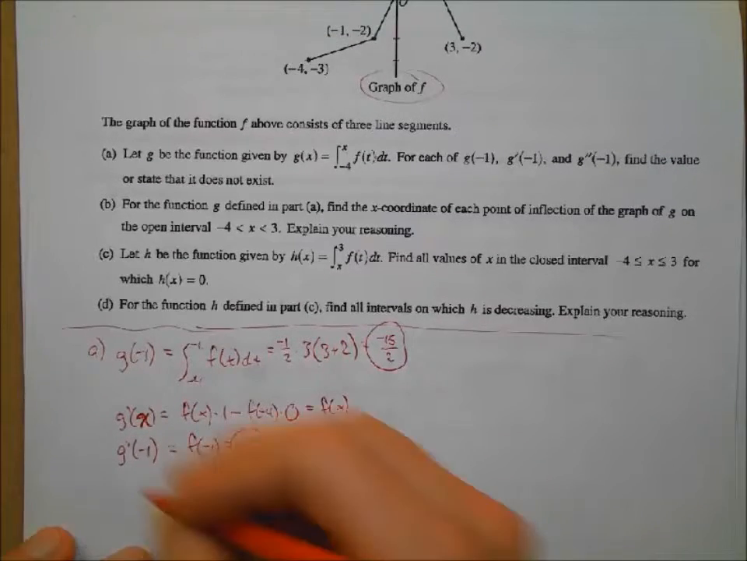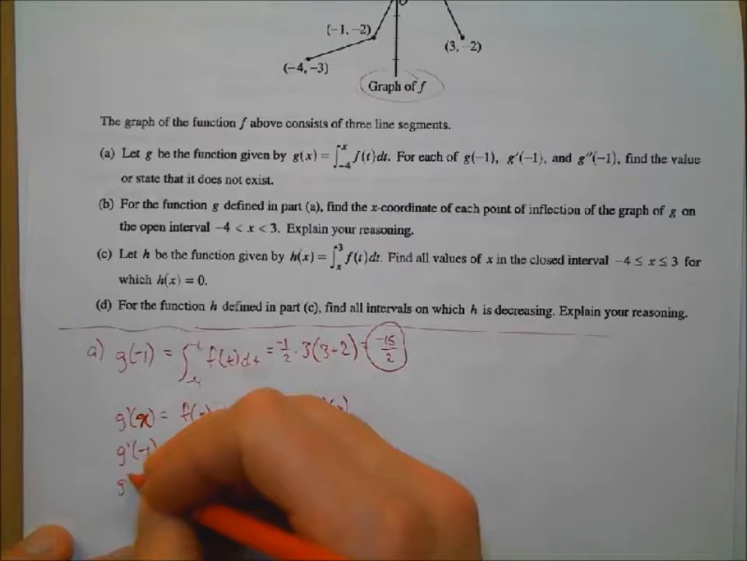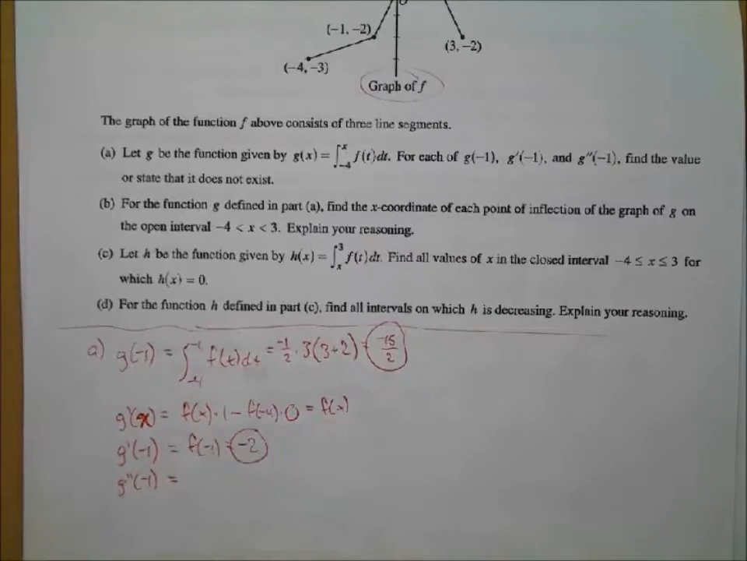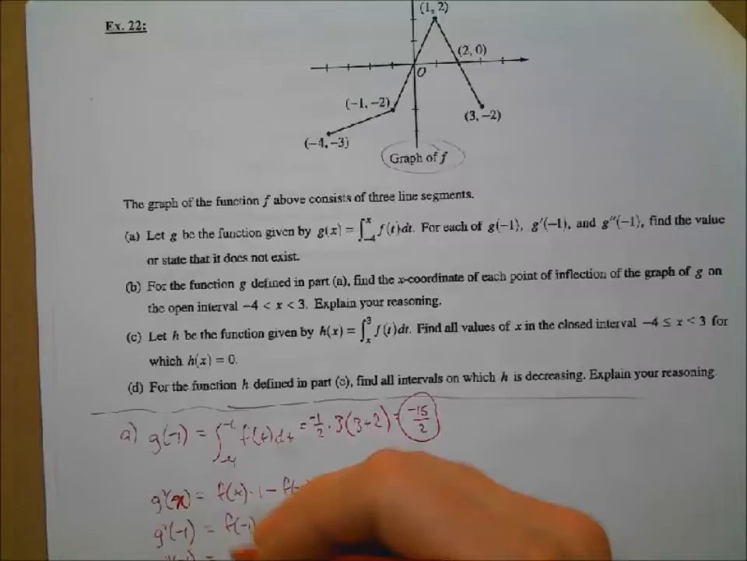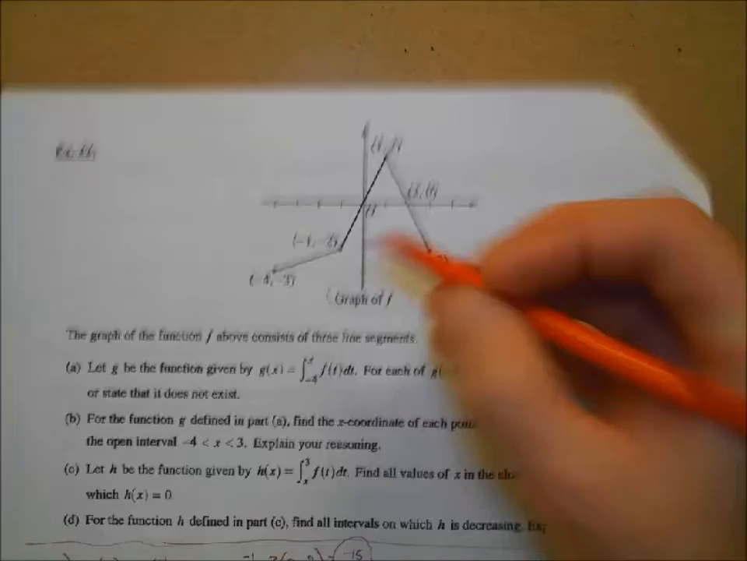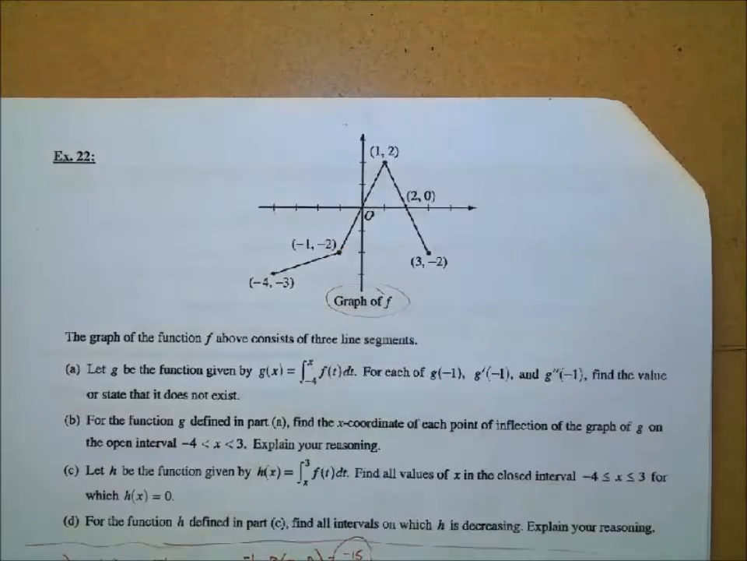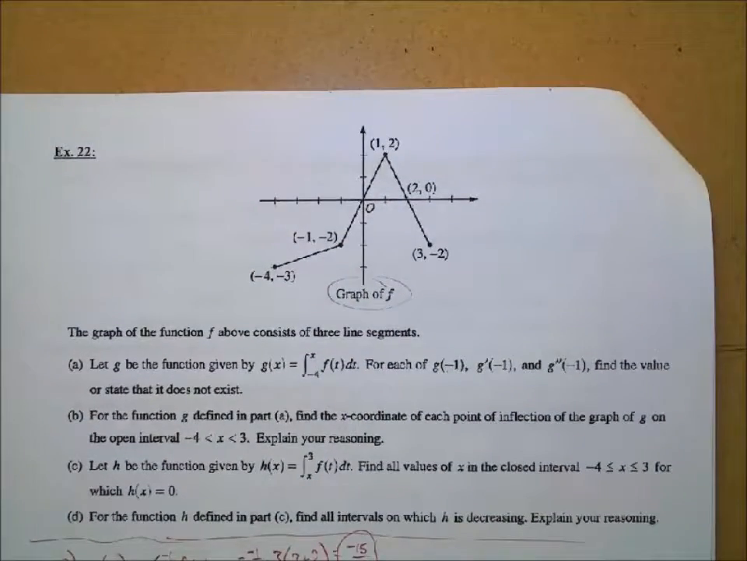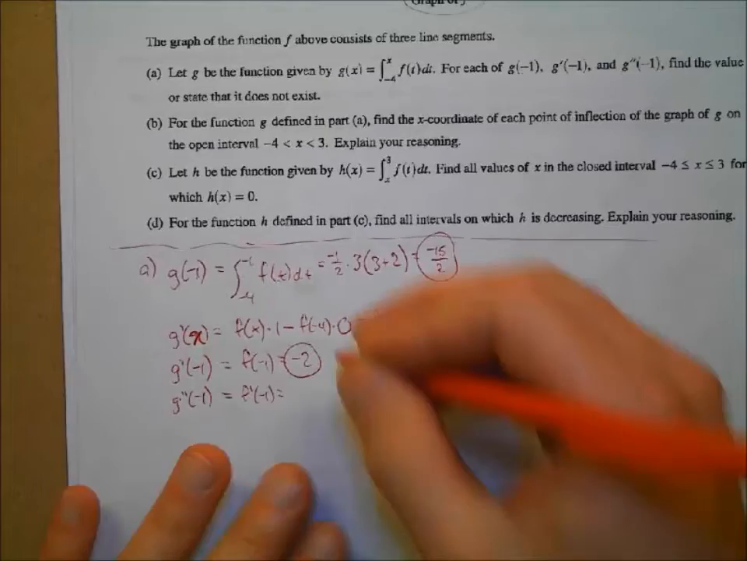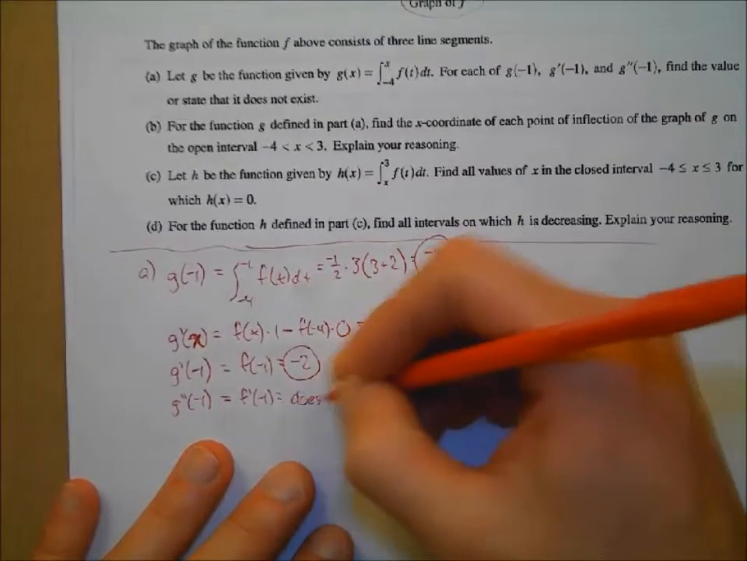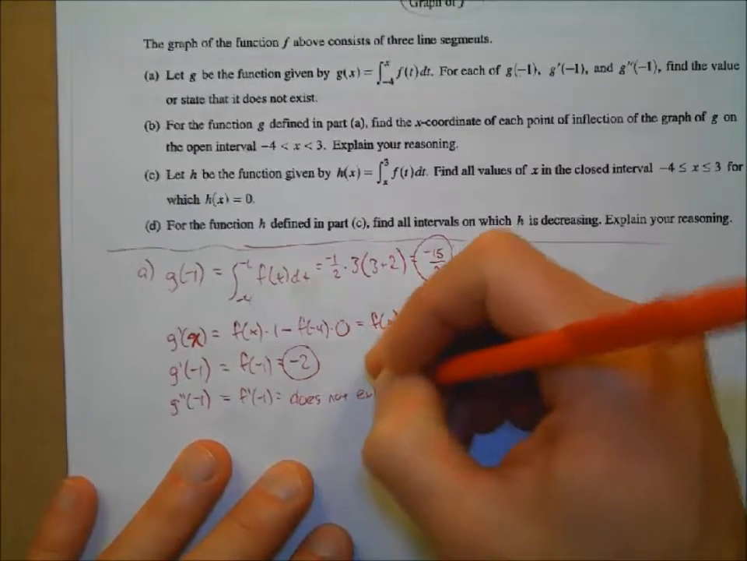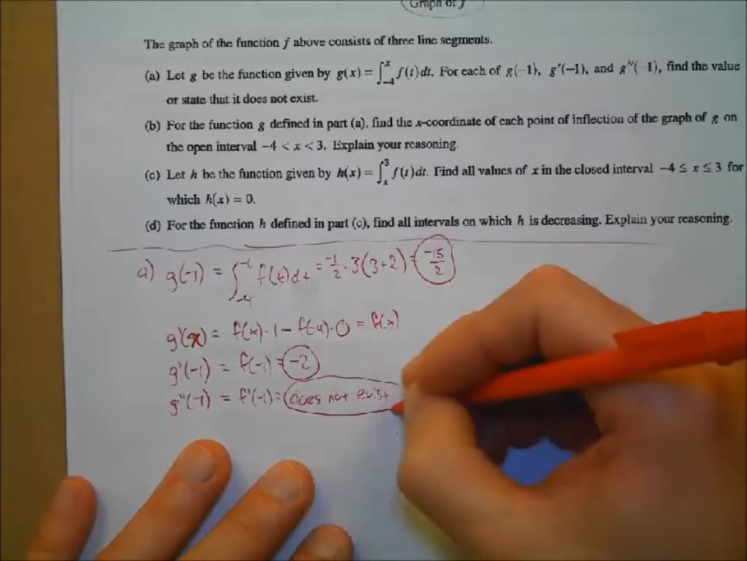Okay, and then how about g prime prime of negative 1? What will g prime prime of negative 1 be? What will be the derivative, so which is then f prime of negative 1? What is the derivative of f at this point? Does not exist, right? Does not exist because it's pointy there. Don't need to justify it. We can just say it does not exist. And that is sufficient. Okay.